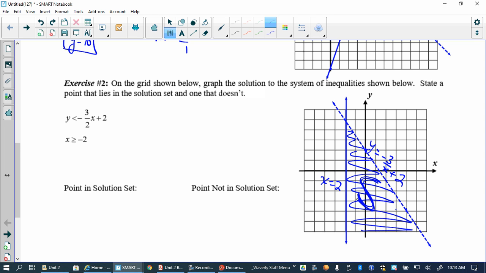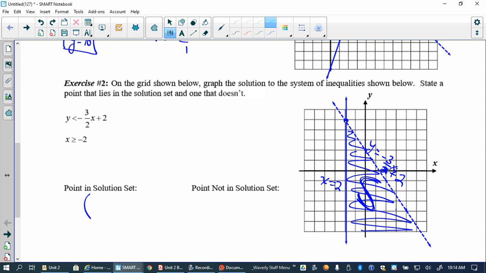So, give me a point in the solution set. Negative 2, comma 1, 2, 3, 4, 5. Well, that lands on both lines, but it lands on the one that's dotted. So is that a solution to the system? It lands on the one that's dotted, which means it's not included.